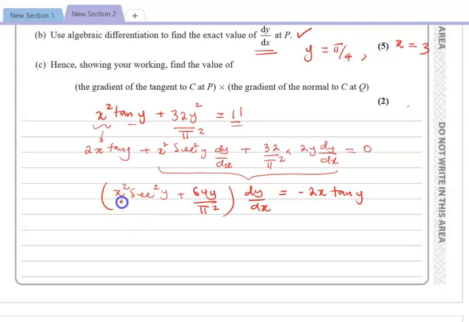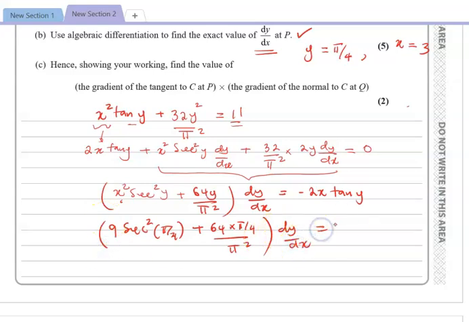So when you have the 3 over here, you have 3 squared, so this is 9, and then you have the 6 squared of pi by 4. You can press this on the calculator, and then you have this one over here, 64 multiplied by pi by 4 over pi squared. All of this is dy dx. This one equals negative 2 into 3 into tan of y, which is equal to 1. Now this is going to be 2. This one over is going to be 2.